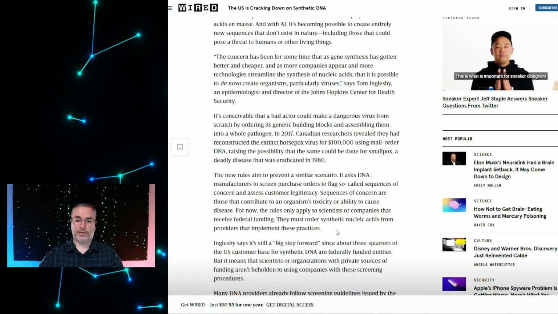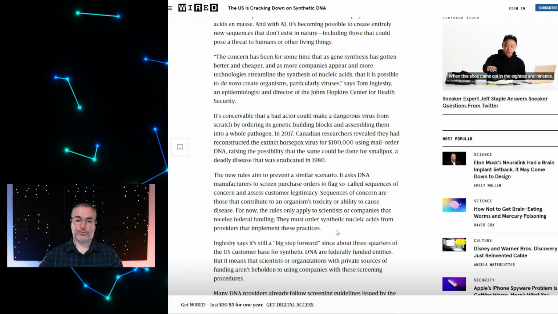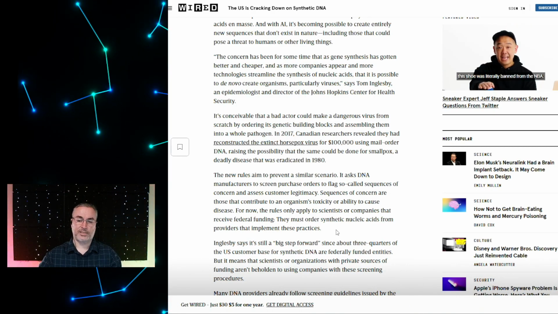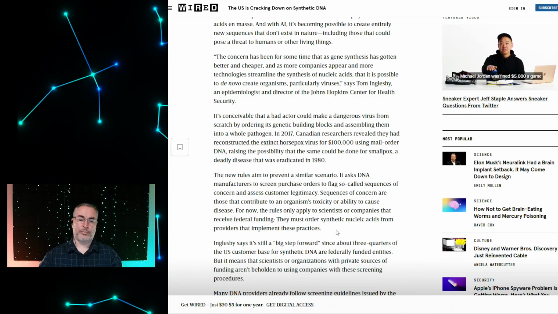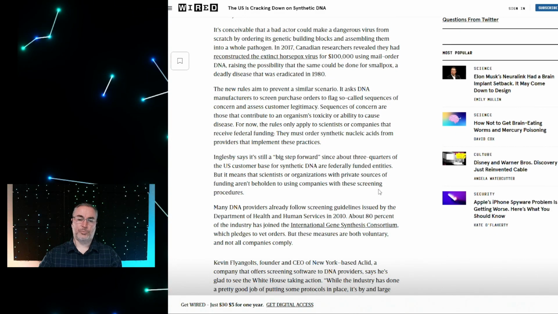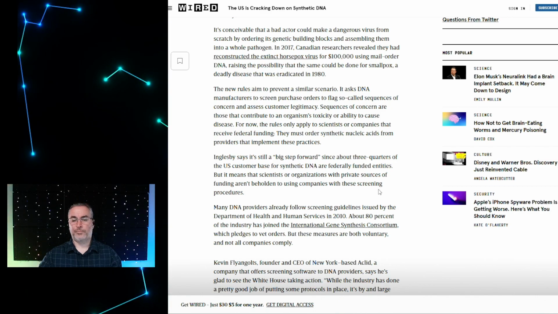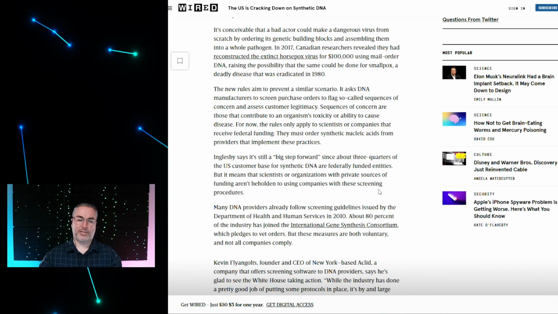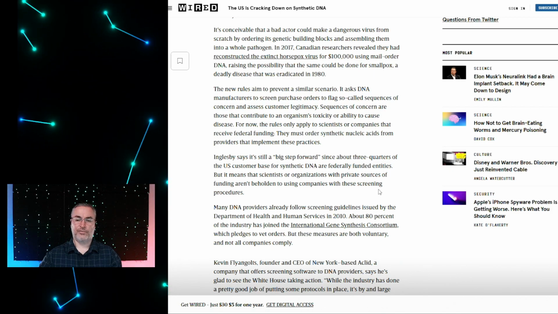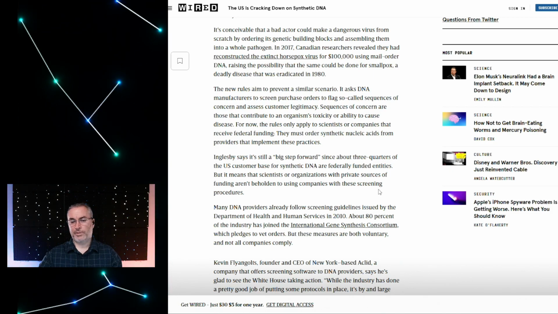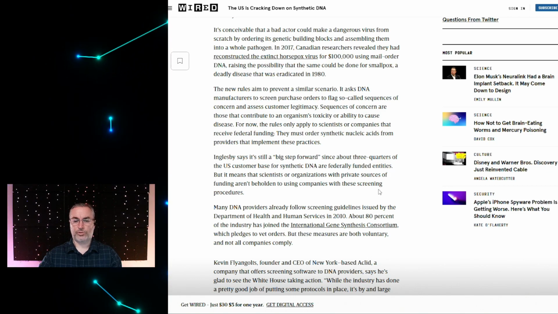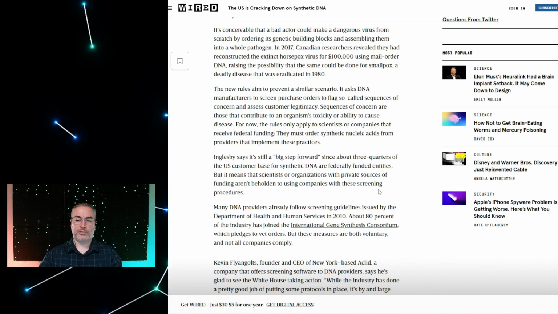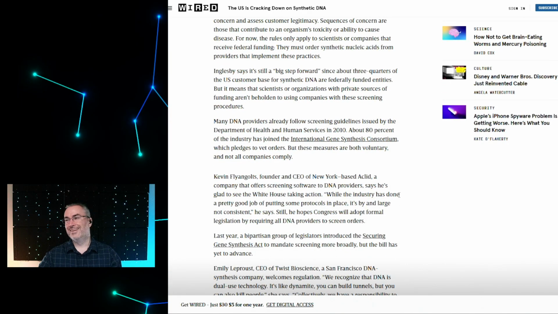For now, the rules only apply to scientists or companies that receive federal funding. They must order synthetic nucleic acids from providers that implement these practices. Eaglesby said that it's still a big step forward, since about three quarters of the U.S. customer base for synthetic DNA are federally funded entities. But it means that scientists or organizations with private sources of funding aren't beholden to using companies with these screening procedures. That seems like a problem.